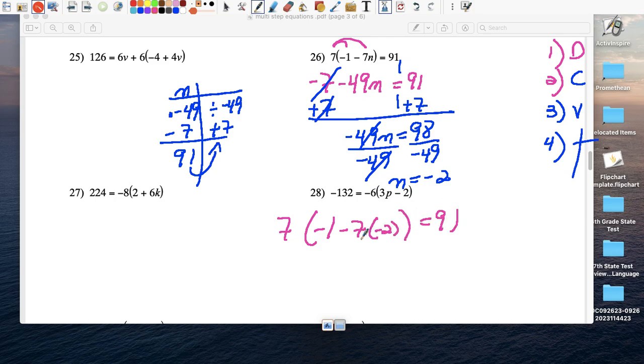You can put that in your calculator, but when you put it in your calculator, you have to put it exactly as it is right here. But if you don't have a calculator like me, you can multiply negative 7 and negative 2, you get 14, equals 91. 7 times negative 1 times negative 1 plus 14, 13, equals 91. And 7 times 13 is indeed 91. So we are good again.